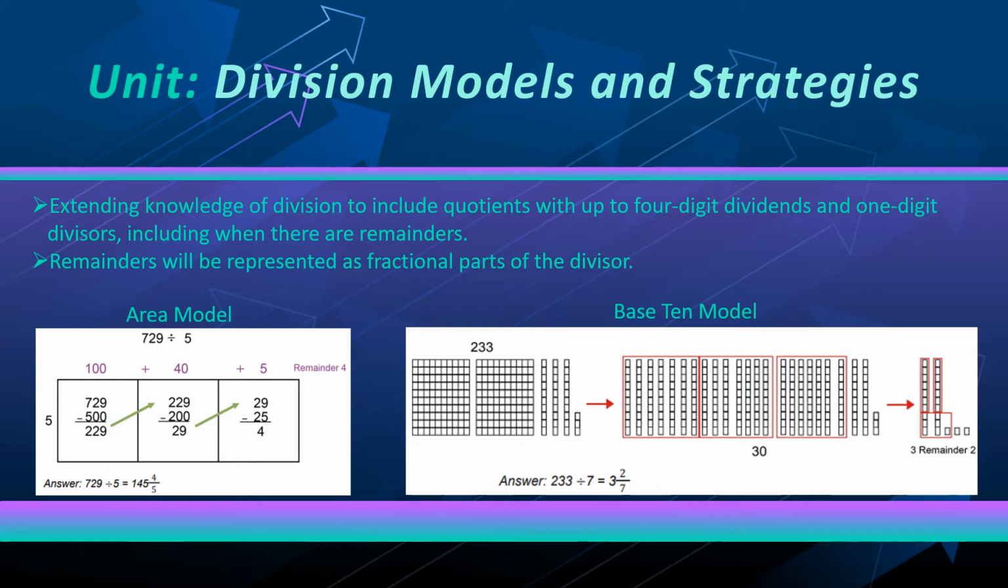Within the unit, division models and strategies, we're going to be extending knowledge of division to include quotients with up to 4-digit dividends or 4-digit totals and 1-digit divisors, or what we're dividing by, including when there are remainders. Remainders can also be represented as fractional parts of the divisor.